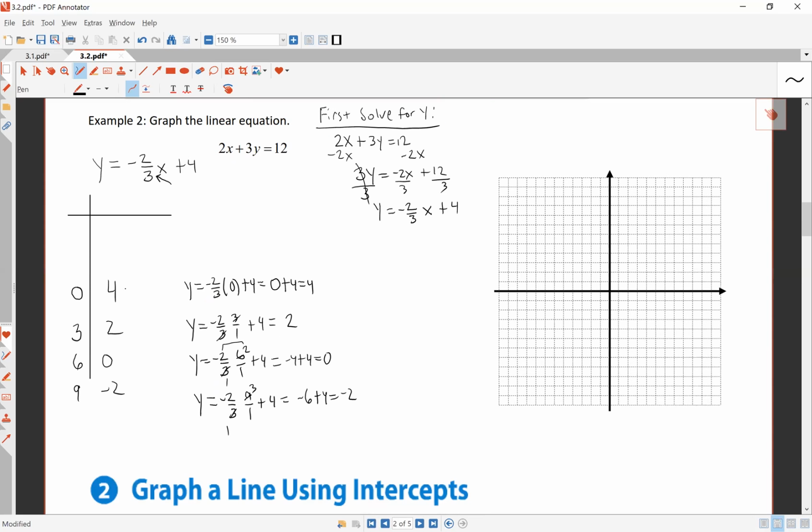As we do these problems, we want to always recognize what's happening to the y values as I increase the x values by the same amount. 0, 3, 6, 9, increasing by 3. The y values have gone from a 4 down to a 2, down to a 0, down to a negative 2. These are decreasing by 2. The next one in line would be 12. Decreased by 2 on the y is negative 4.